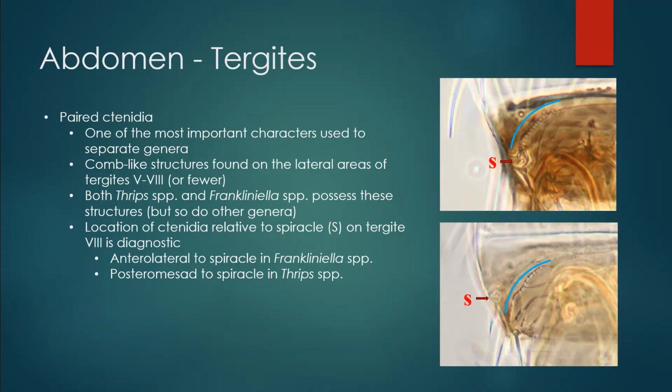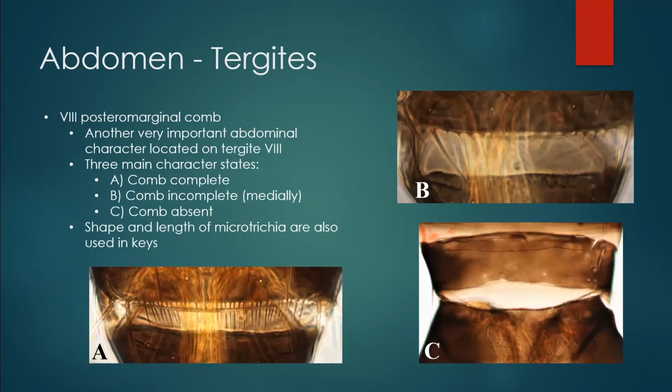In order to tell these two taxa apart, the position of the ctenidia, indicated by the blue line, in relation to the spiracle, indicated by a red letter S, is noted. In Frankliniella species, the ctenidia are anterolateral to the spiracle, while in Thrips species, the ctenidia are posteromesad to the spiracle. The final character we will discuss is also on tergite number 8.